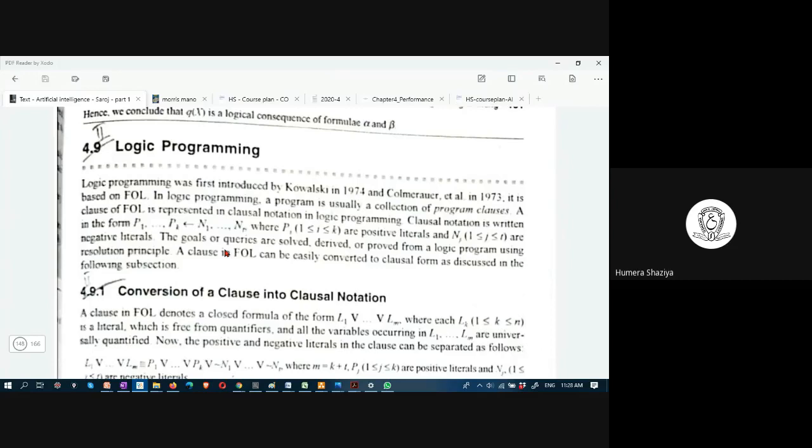So, when inference rules are added to the first order predicate calculus, it becomes first order logic. Inference rules: how to derive or deduce new statements from the existing statements. It is known as first order logic.